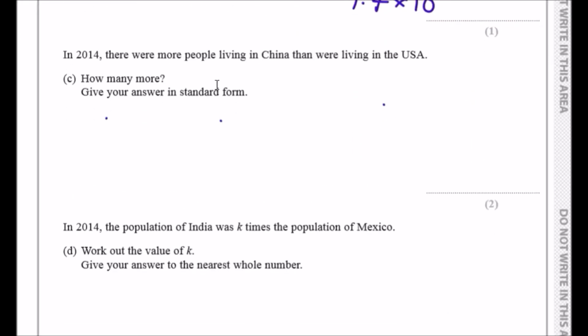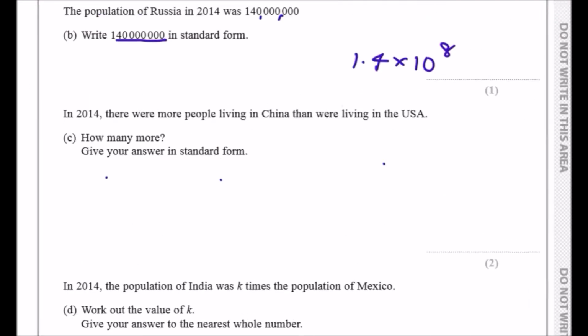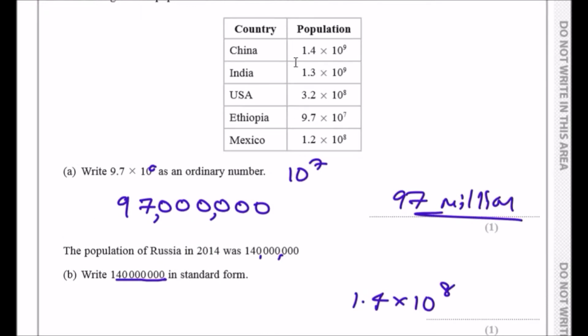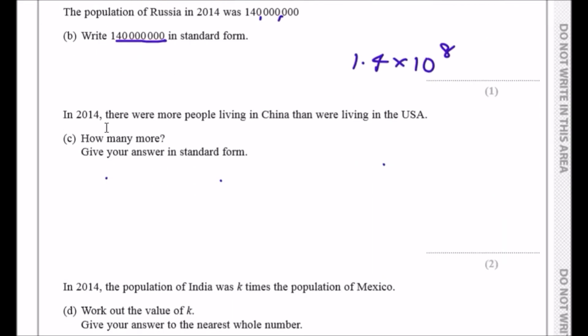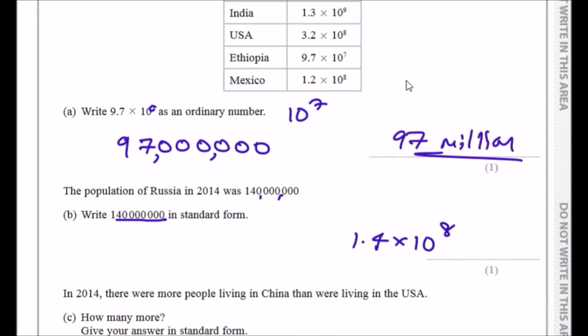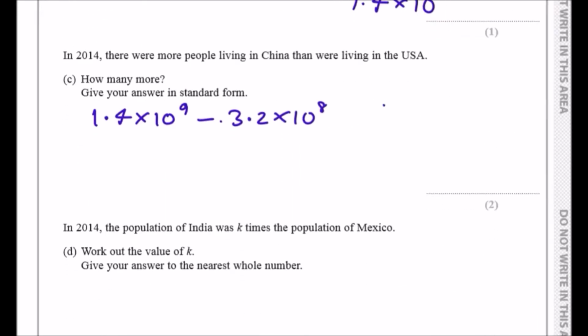So in 2014, there were more people living in China than there were in the USA. How many more? Let's see, China is 1.4 times 10 to the power 9, and the USA is 3.2 times 10 to the power 8. So China is obviously far bigger. Let's subtract them: 1.4 times 10 to the power of 9 minus 3.2 times 10 to the power of 8. Let me double check those figures. One easy way, of course, is to just put this in the calculator and get an answer.